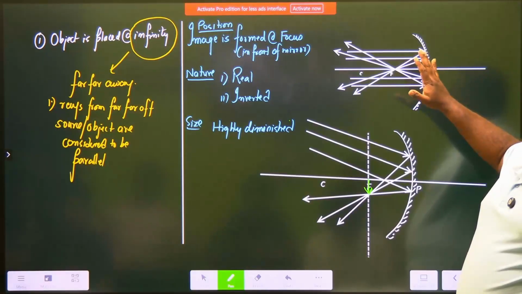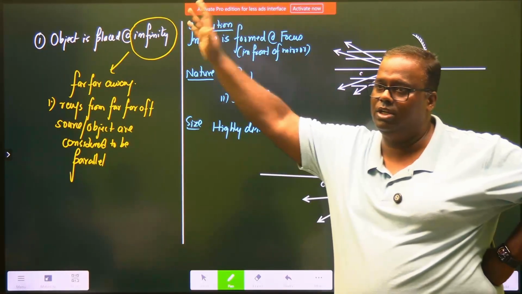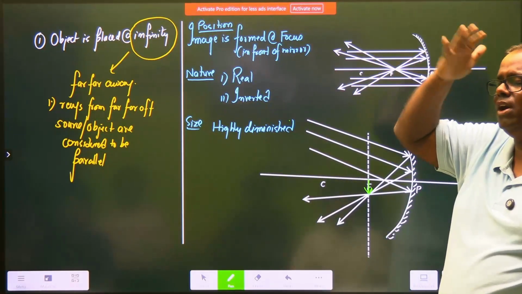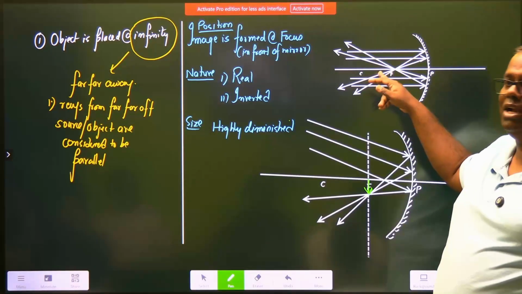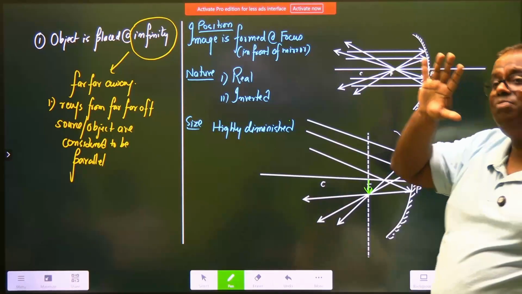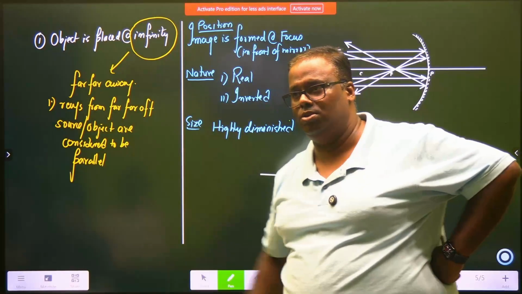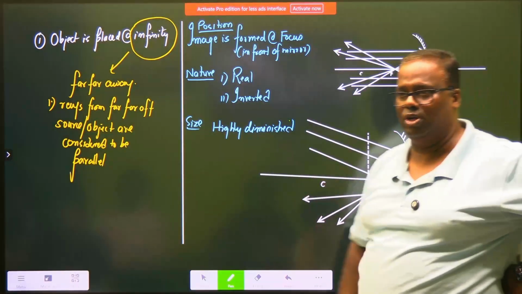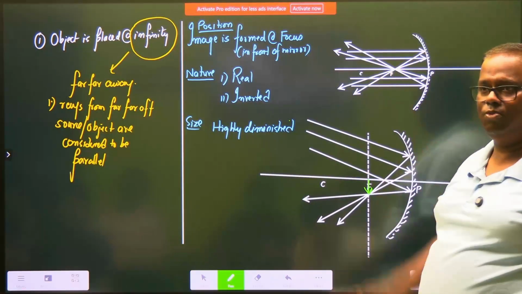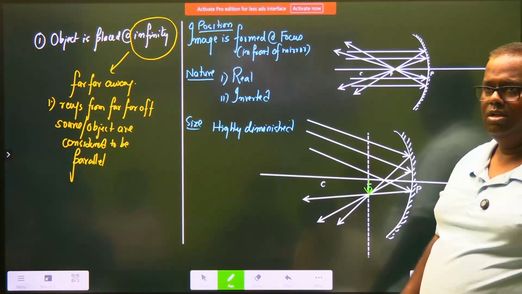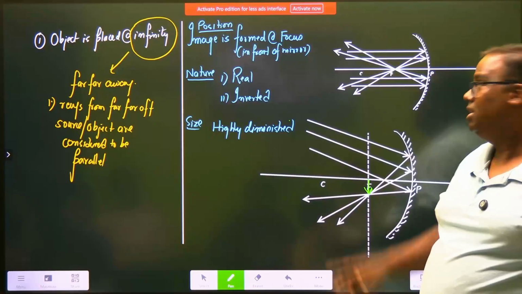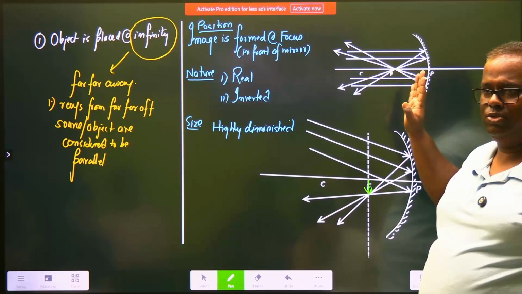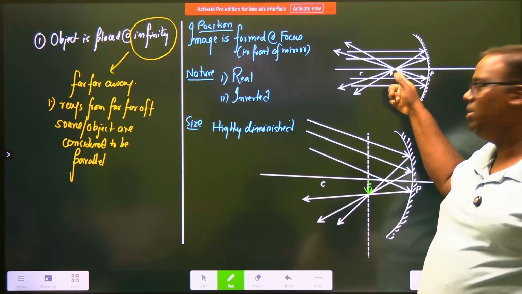This was the case where the object is placed far away at infinity. So we took that any far off object will always emit parallel rays. The rays are parallel and they have been made parallel to the principal axis also. As such, all of them pass through the focus. That means the image is formed at focus, highly diminished, real. My question was whether it is inverted or erect. This is inverted, as you said. Now, how to understand inverted? I can't make it out from this figure.